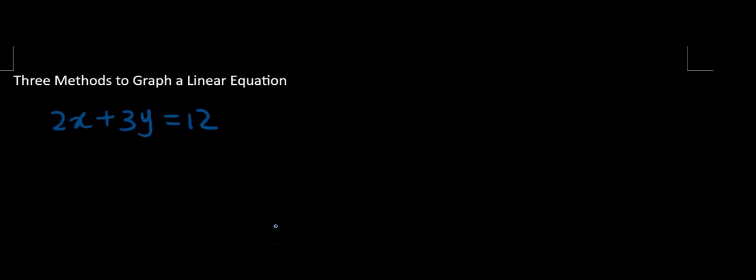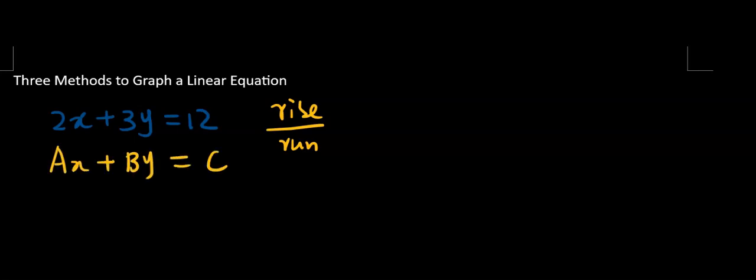Alright, our last method today is called the rise over run method. In order to do this, we're going to change this ax plus by equals c form into y equals mx plus b, slope y-intercept form, where slope is rise over run. Alright, let's do a little bit of work.